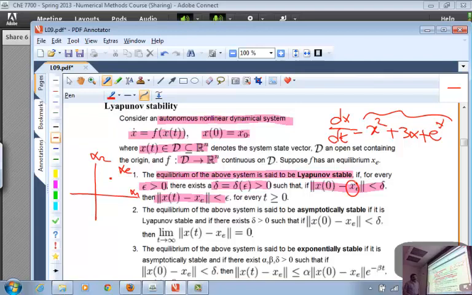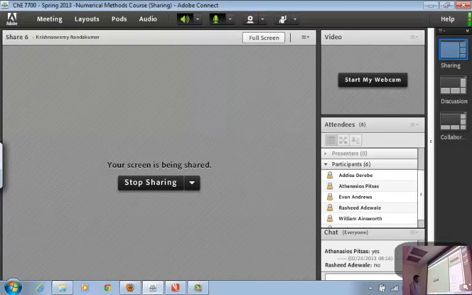Now, what he is saying is, if I pick an initial condition such that the initial condition is close enough to xe, so there is a delta, I can draw a circle of radius delta. So if my initial condition is anywhere inside that circle, this condition is satisfied. That means I can find a delta and I can put a circle, and what happened?